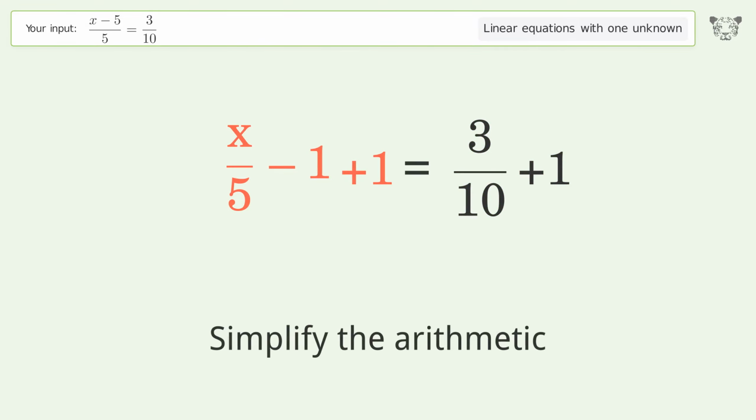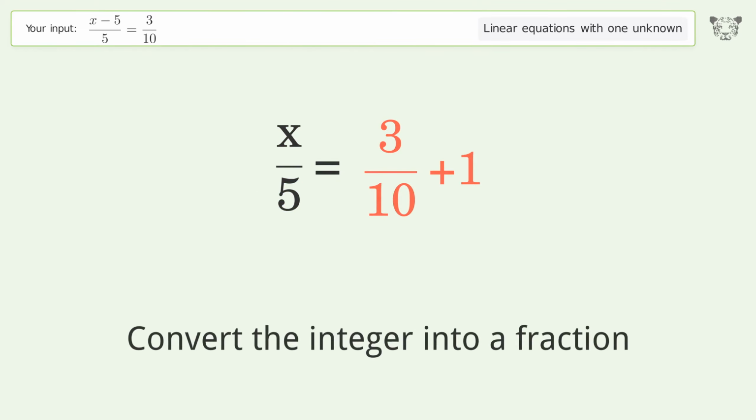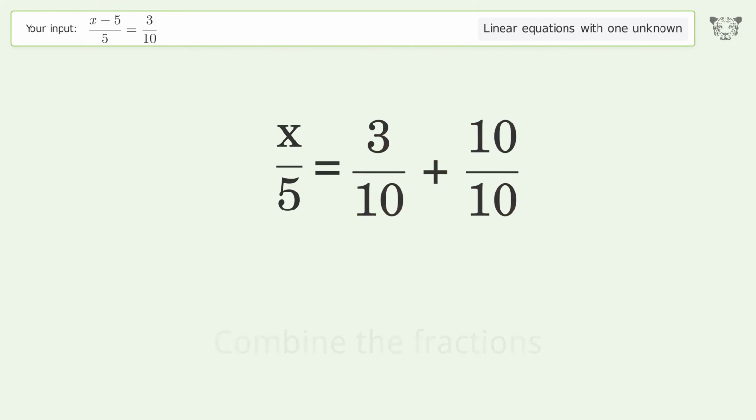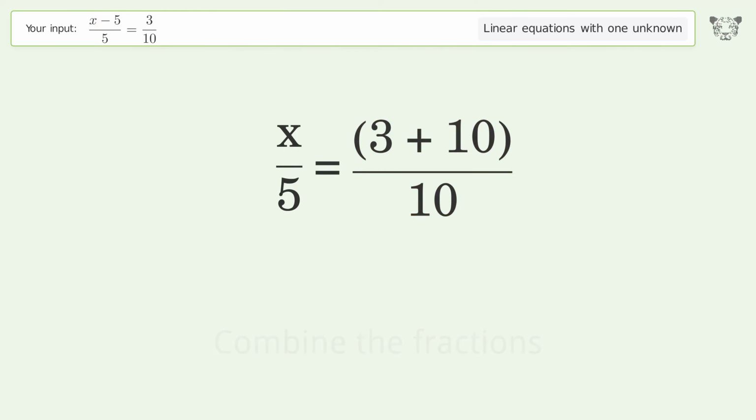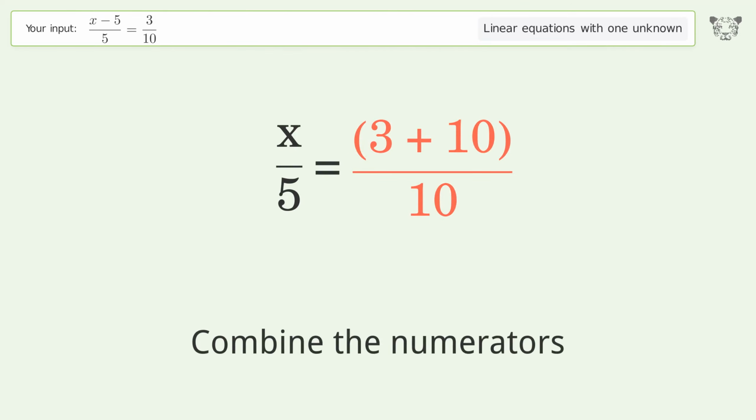Simplify the arithmetic. Convert the integer into a fraction. Combine the fractions. Combine the numerators.